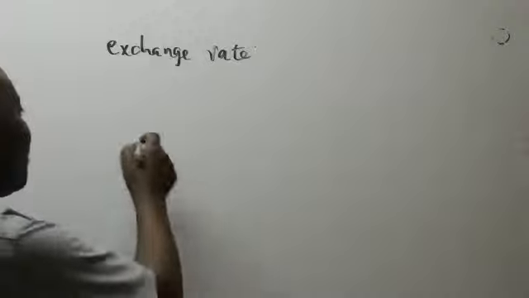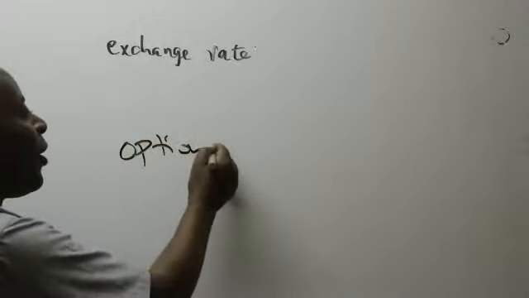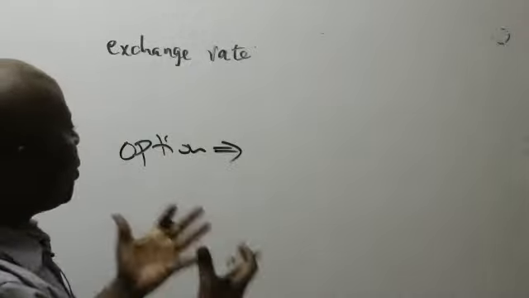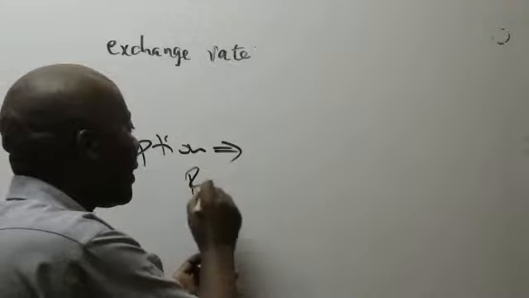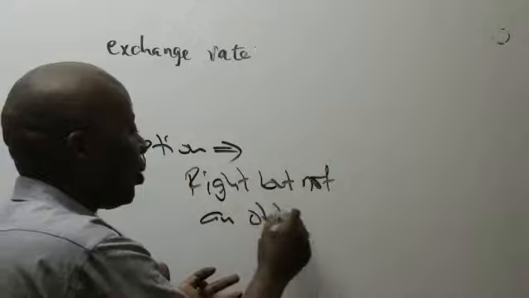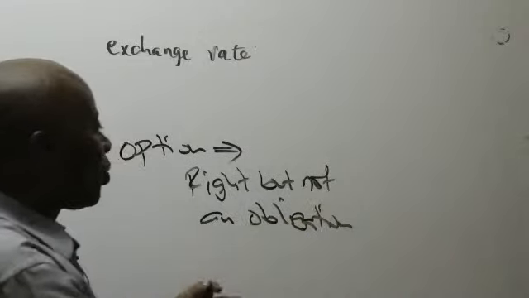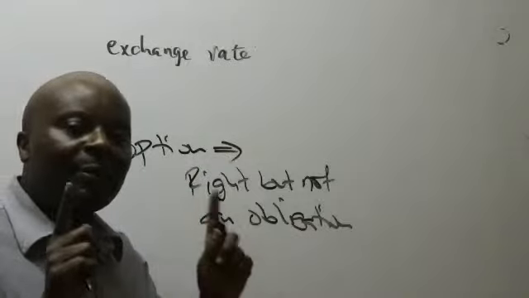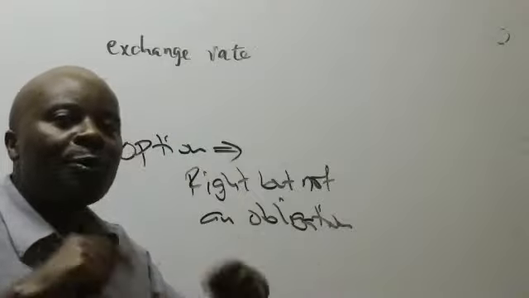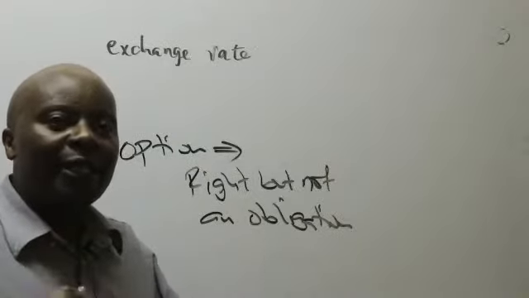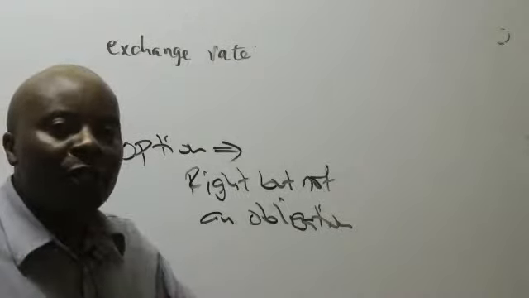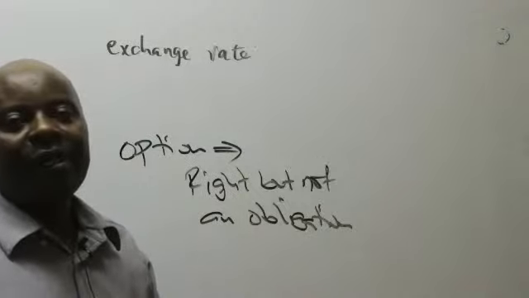So when it's an option, remember somebody told us up there, there is nothing like mandatory. An option gives us the right, but not an obligation. So in this case here, we have the right. If we feel at that particular time of execution that this option is beneficial to us, we exercise. But if we feel that we shall make losses when we exercise it, then automatically we will not exercise it, we will not go for it, right?